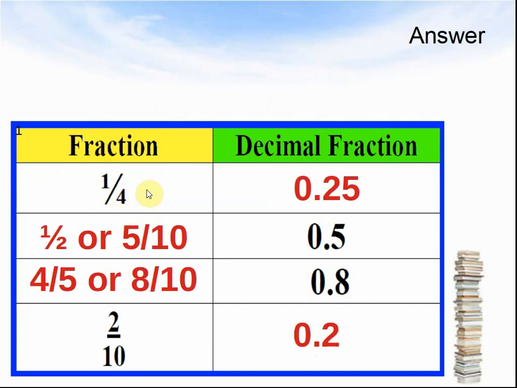The fraction a quarter is equal to 0.25. Half, or 5/10, is equal to 0.5. 4/5, or 8/10, is equal to 0.8. 2/10 is equal to 0.2. Let's look at the next question.